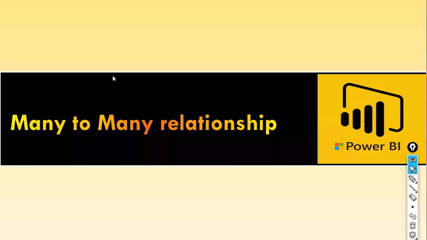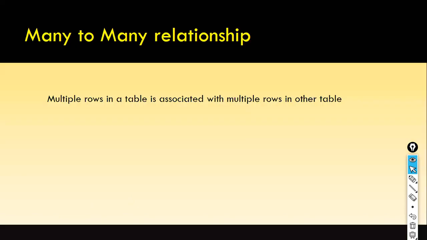So next we will proceed with understanding many-to-many relationship and how to resolve it. In the sense, how do we implement the many-to-many relationship? That we will take a look at. First of all, what is many-to-many relationship? We already discussed. Multiple rows in a table are associated with multiple rows in another table.